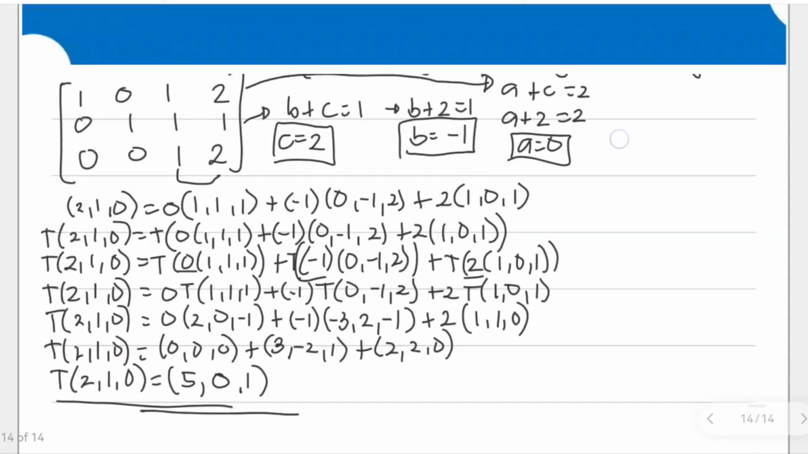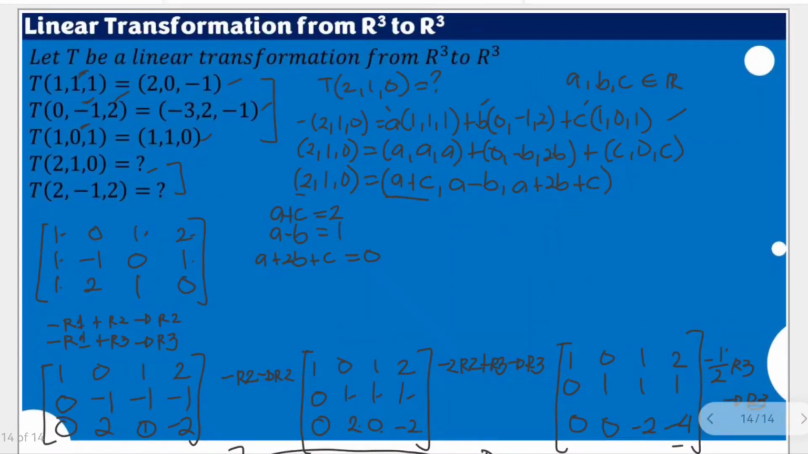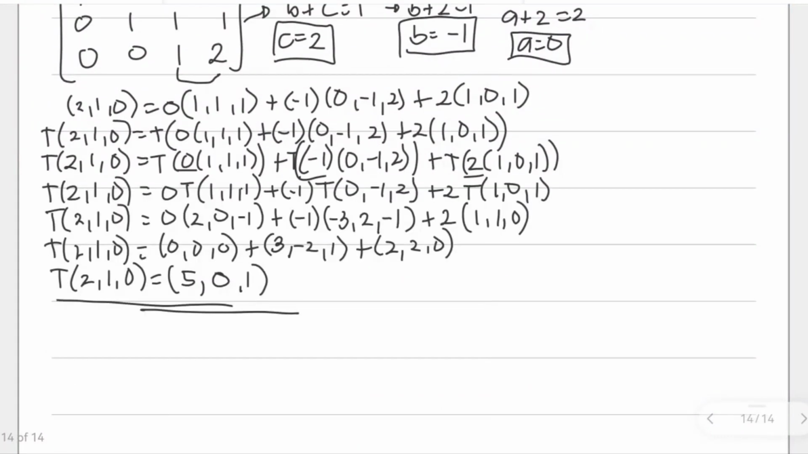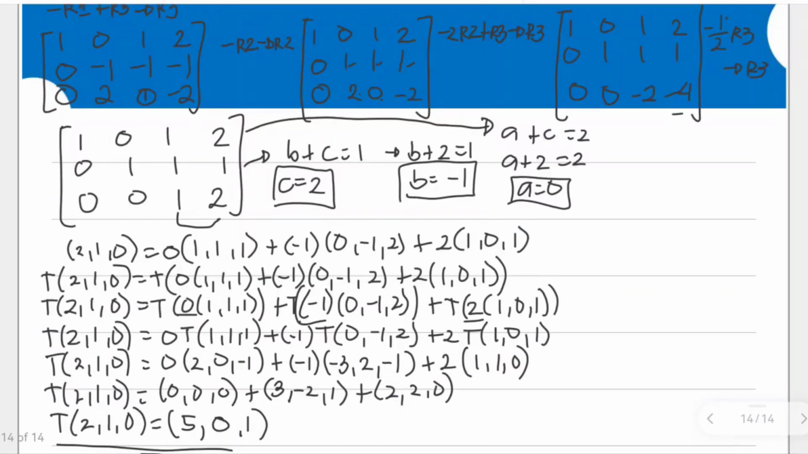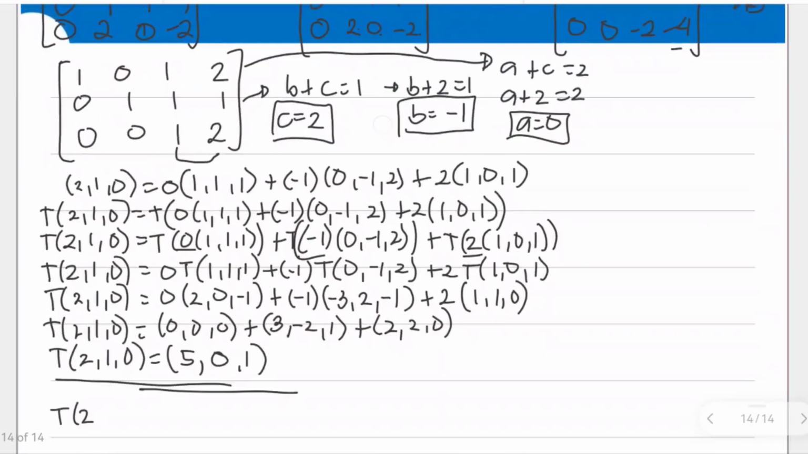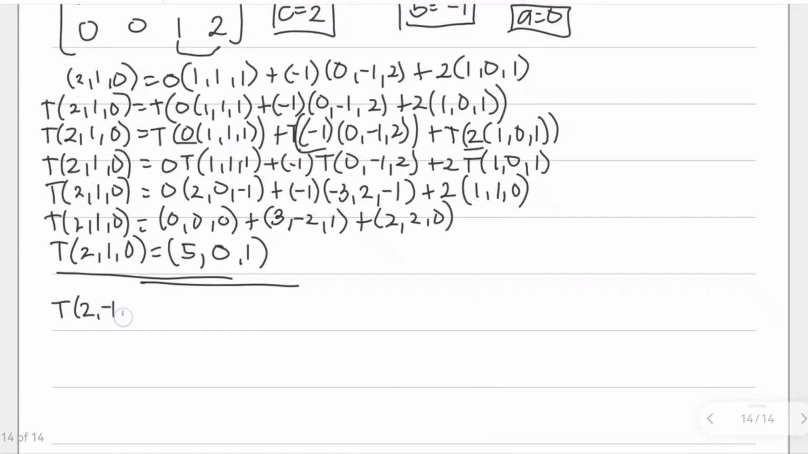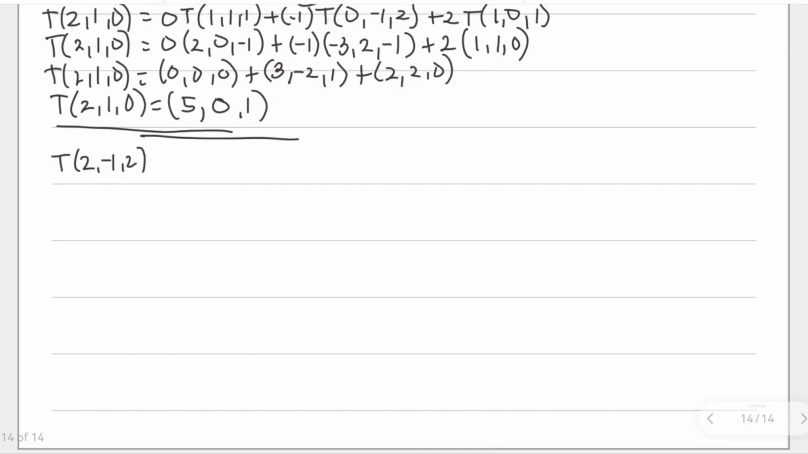Let me see if I still have spaces. I don't have much space. But anyway, let's try to solve 2, negative 1, and 2 with enough spaces here. So pardon me with the space. I hope that this is enough. So what you could do is again come up with the linear transformation of this.